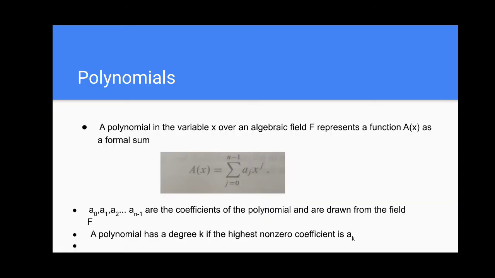A polynomial in variable x over an algebraic field F represents a function A of x as a formal sum. A of x is equal to the summation of j varying from 0 to n minus 1 of a_j x to the power of j. a_0, a_1, and so on up to a_(n-1) are the coefficients of the polynomial and are drawn from the field F. A polynomial has degree k if the highest non-zero coefficient is a_k.